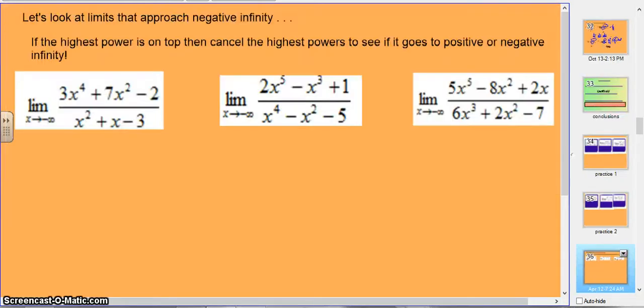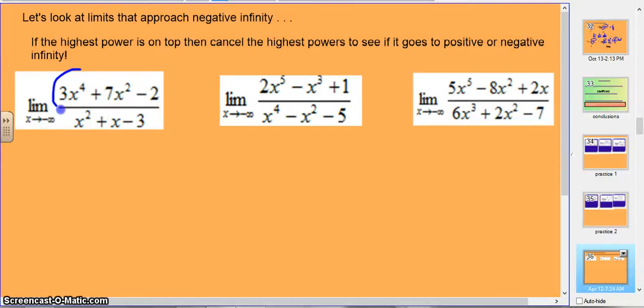Now, let's discuss negative infinity. If the highest power is on the top, we're going to cancel the highest powers, and then we can see your answer is either going to be positive or negative infinity. So the other rules apply, the infinity rules. If the powers are the same, it's the coefficients. If the highest power is on the bottom, it's 0.